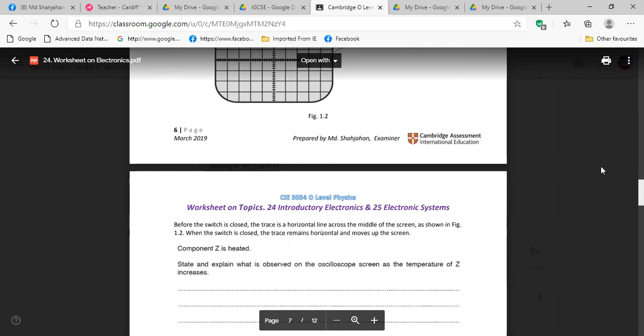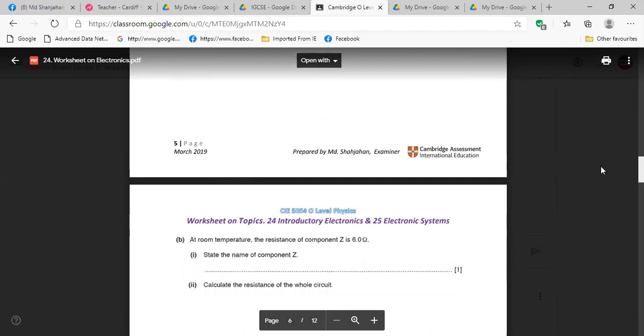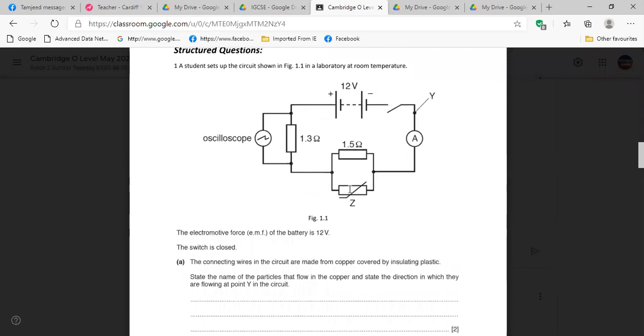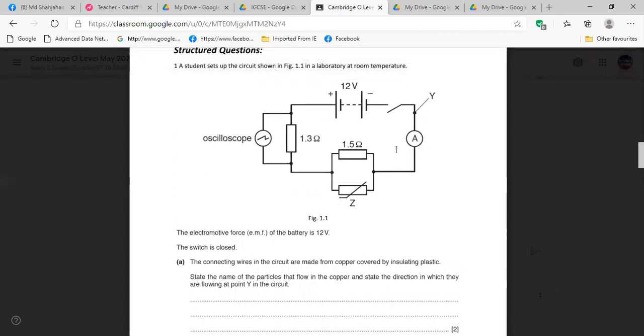If resistance is decreasing here, the resistance was 6, for example now it is 4. So what will happen? RP will become less, isn't it? Do you agree? If RP is becoming less, then you will get more voltage sharing across 1.3.